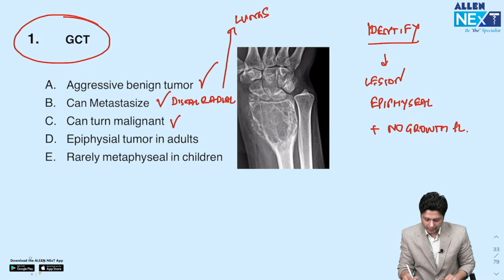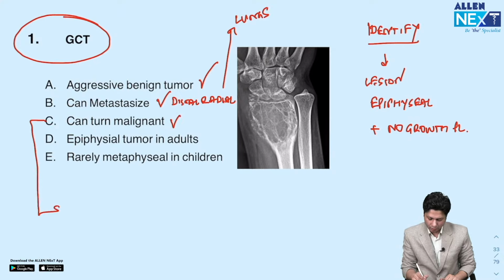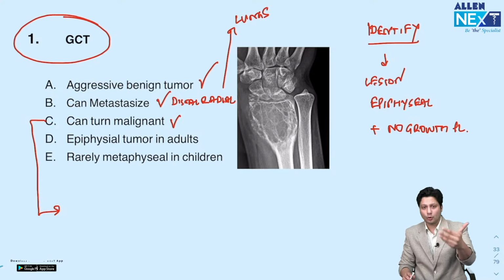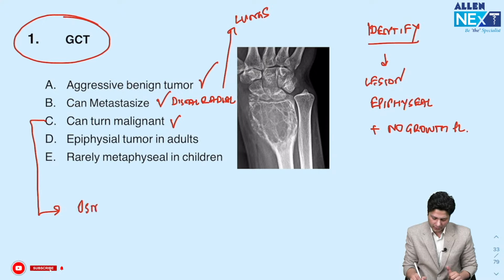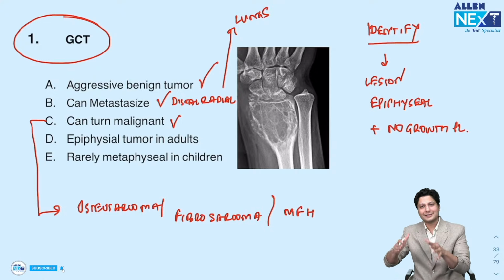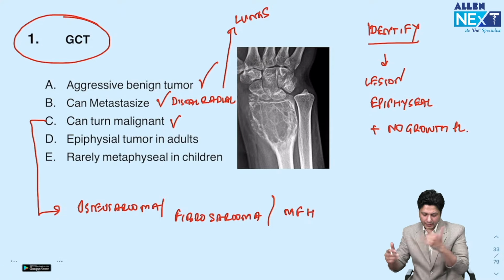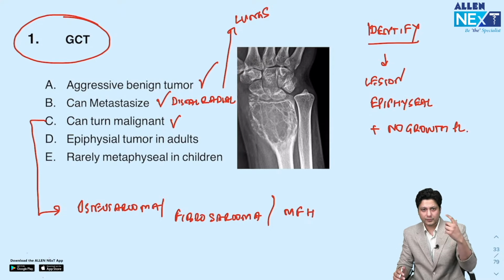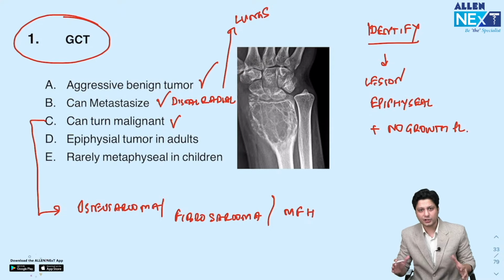Then it can turn malignant. Yes, there is always a possibility that GCT can go into a malignancy. One is osteosarcoma. ये भी question they used to ask. One is osteosarcoma. Second is fibrosarcoma. And the third one is malignant fibrous histiocytoma. All right. So these are the malignant tumors into which the GCT could be converted.